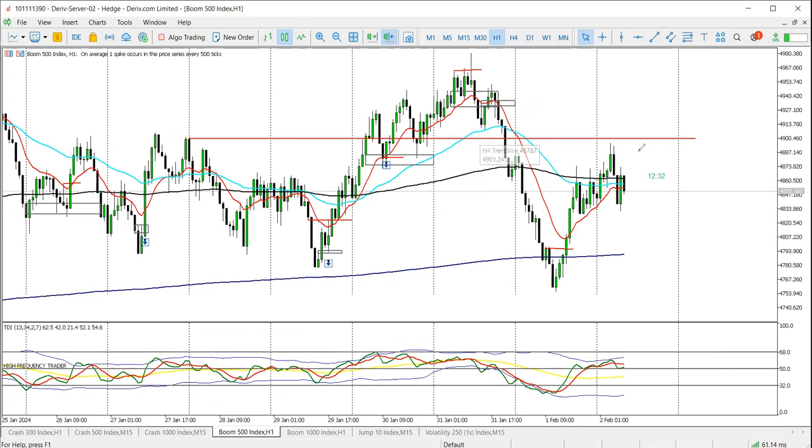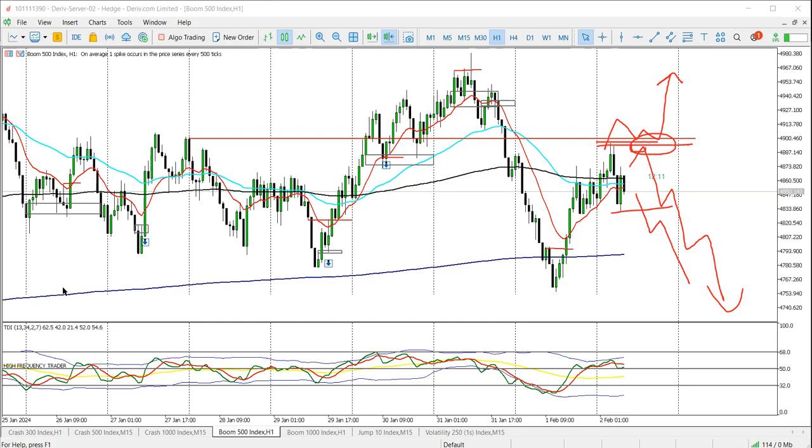If I get a reaction here, then this could be a continuation to the downside. But if we come back above this area, I might start considering buys. So as long as we're still here, I don't have anything, and potentially we could be pushing down. But let's see how price handles today's highs before we actually decide on what to do there.